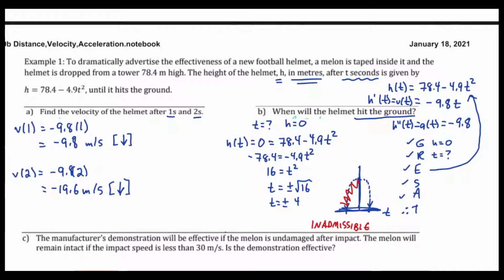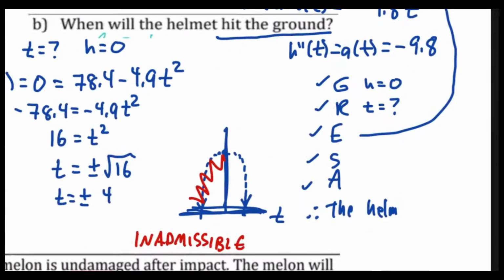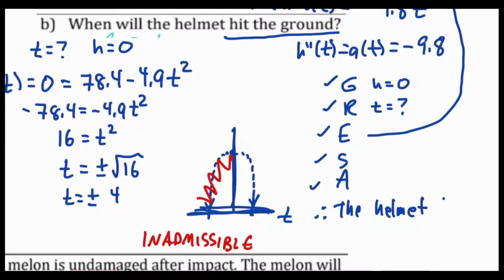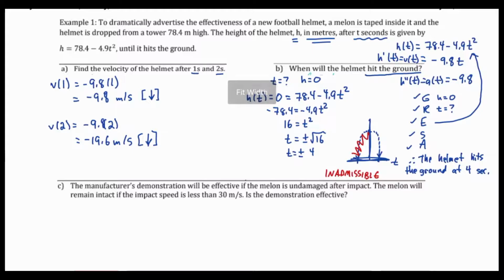Therefore, the helmet, I just spelled helmet wrong. I was thinking about the word hit. Helmet hits the ground. Therefore, the helmet hits the ground at t equals 4 seconds.